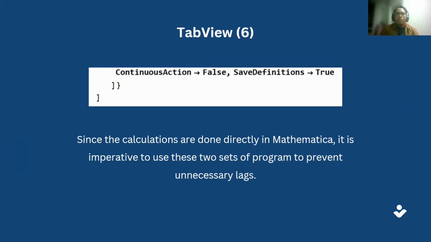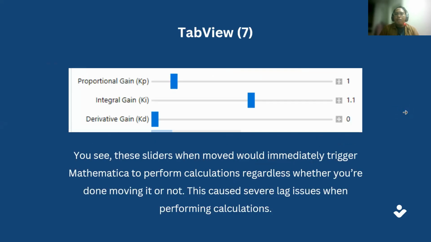So you're going to need ContinuousAction False and SaveDefinitions True. Why? Well, you see, these sliders when moved would immediately trigger Mathematica to perform calculations, regardless of whether you're done moving it or not. This causes severe lag issues when performing calculations.